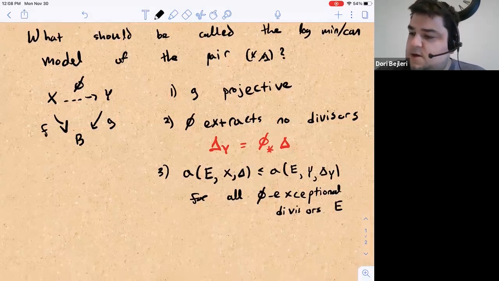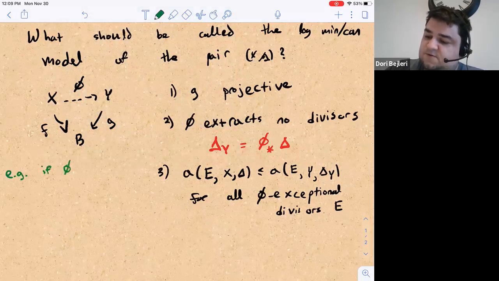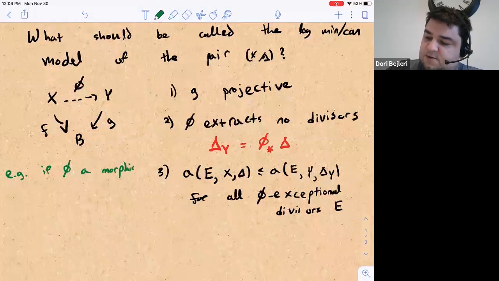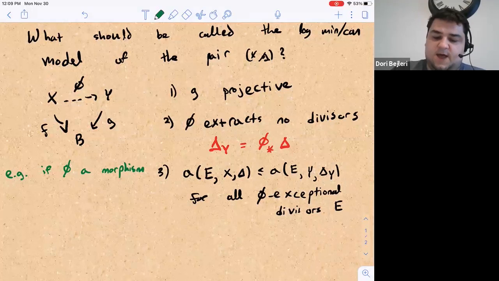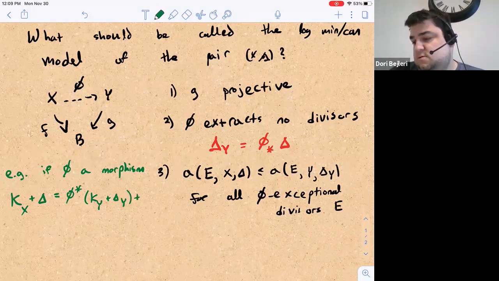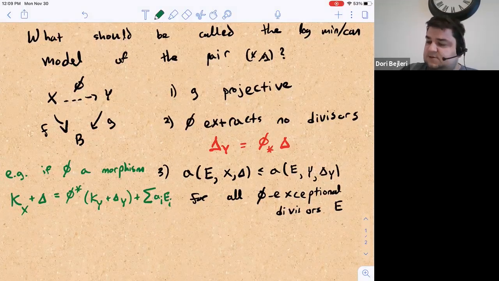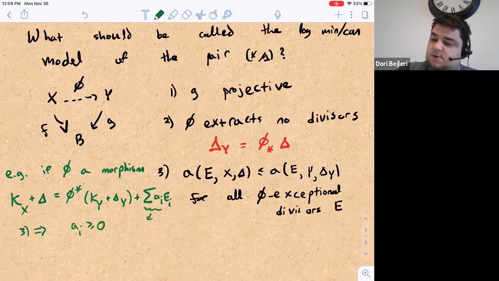Another reason, let me write down over here: if phi is a morphism, say we're in this special case, maybe we just have extremal contractions and no flips. Then what is condition 3 saying? Condition 3 is really saying that we can write K_X plus Delta as phi^* (K_Y plus Delta_Y) plus the sum of a_i E_i, where these E_i are phi exceptionals, and condition 3 is saying that the a_i's are greater than or equal to 0, i.e. this term is effective exceptional.